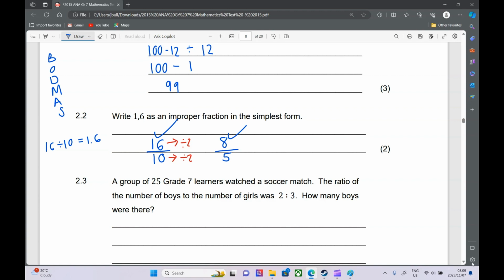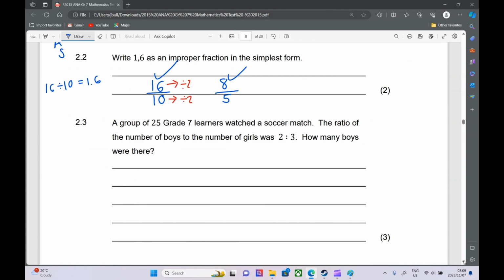Okay, 2.3, we've got a ratio question. A group of 25 grade 7 learners watched a soccer match. The ratio of the number of boys to girls was 2 to 3. How many boys were there? Usually I would write it like this. Boys to girls, they tell us, was 2 to 3. There are 25 in total. We want to know how many boys there were.